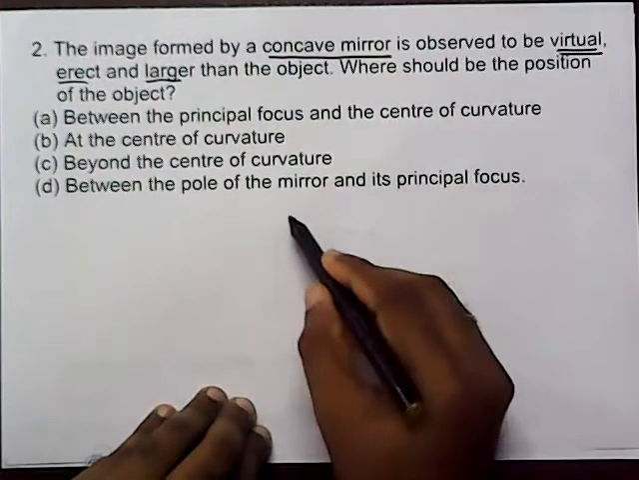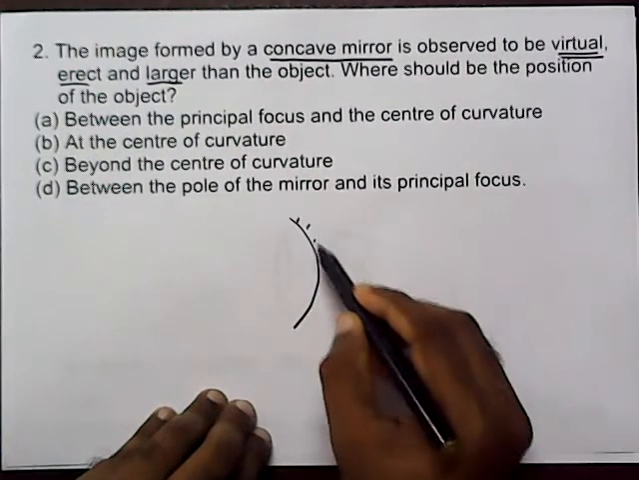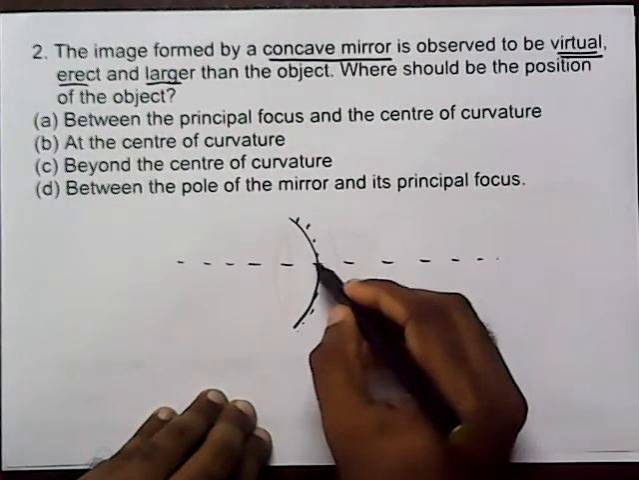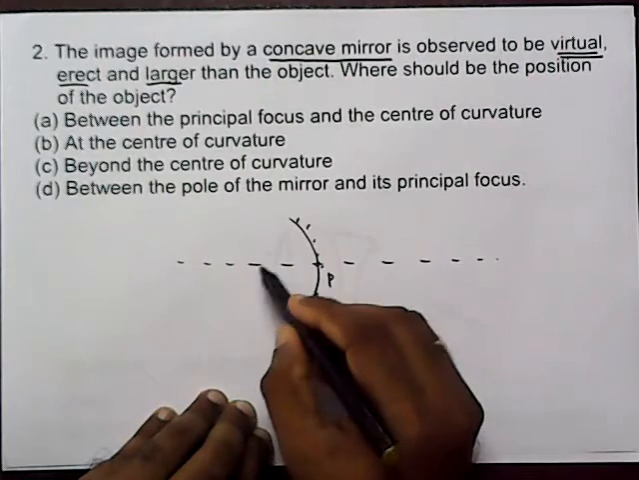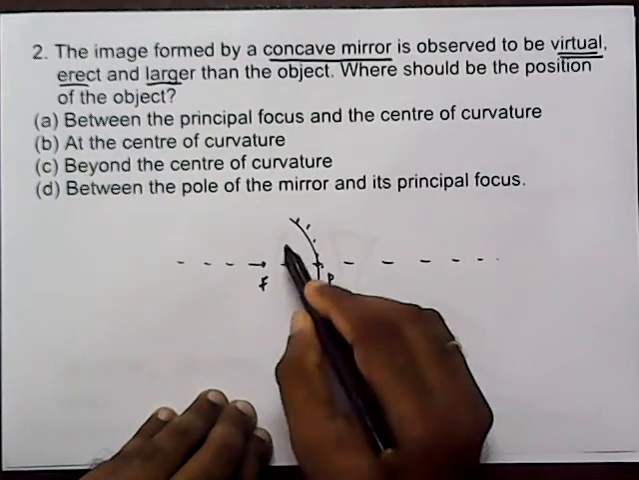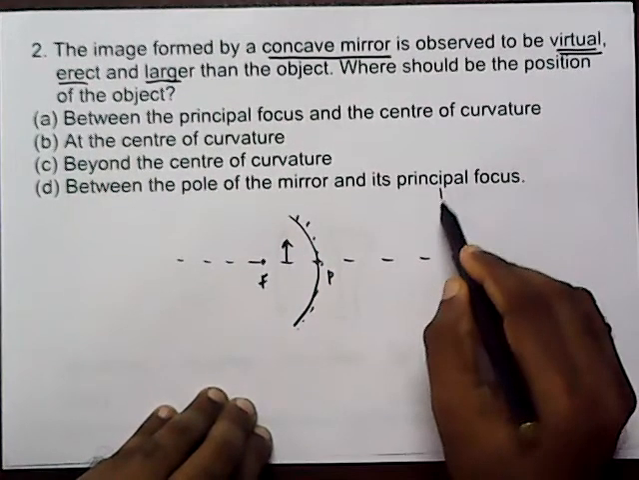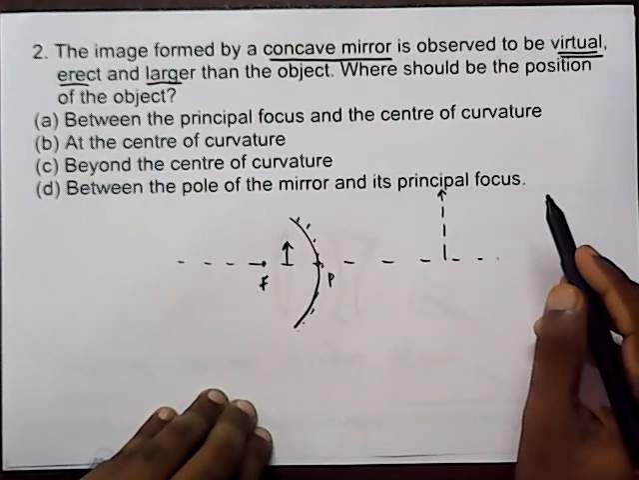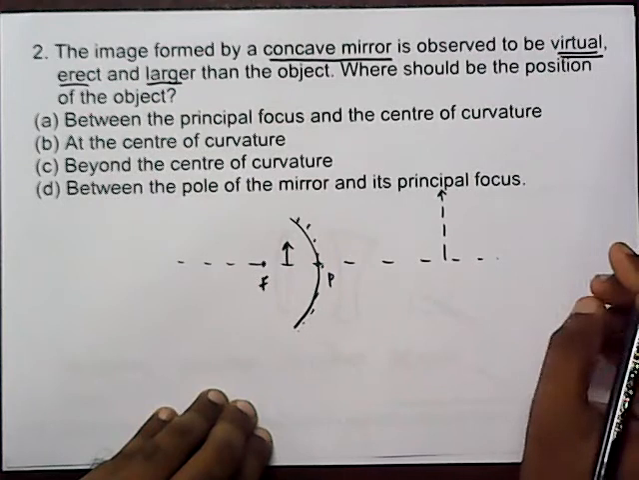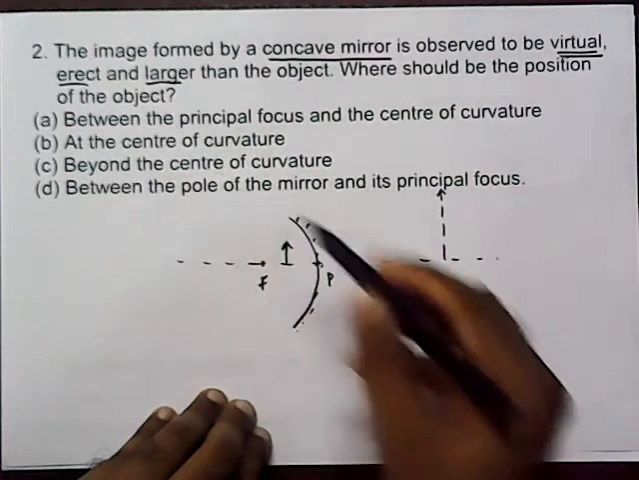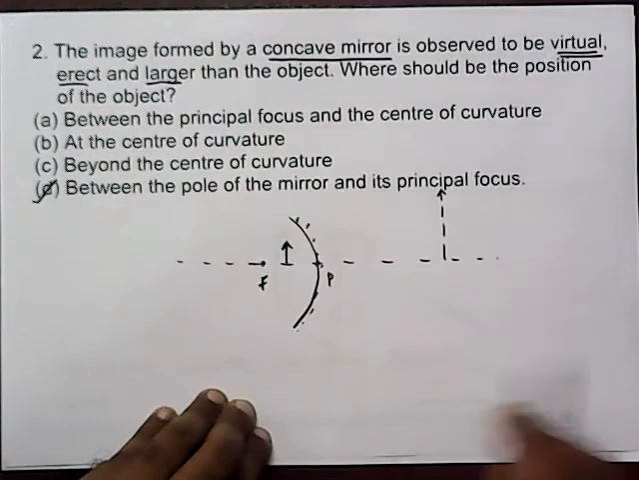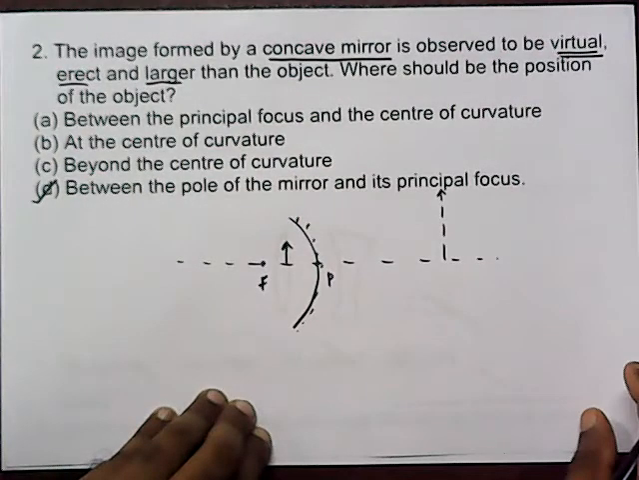There is only one case for a concave mirror to obtain a virtual, enlarged image. If you place an object in between the pole and the focus, an enlarged virtual image is formed behind the mirror. And hence we know where the position of the object should be. So it is between the pole and the principal focus. So we can say D is the answer. And we can move to the next question.